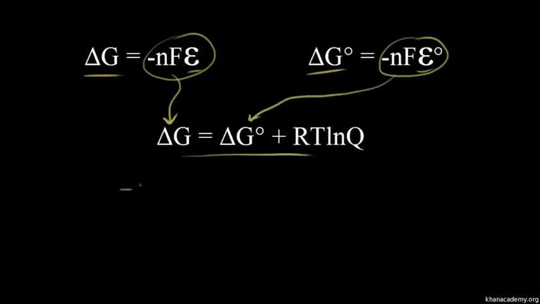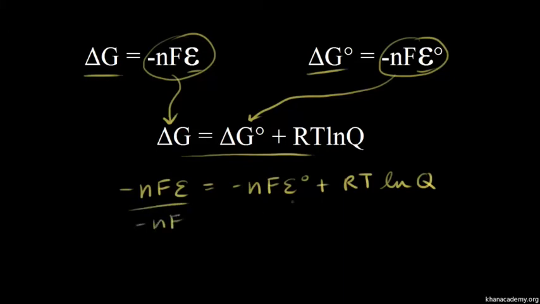So that gives us negative NFE is equal to negative NFE0 plus RT natural log of Q, where Q is the reaction quotient. Let's divide everything by negative NF. So we're going to divide everything in here by negative NF, and let's see what cancels out. All of this would cancel out, all of that would cancel out, and we get the Nernst equation.